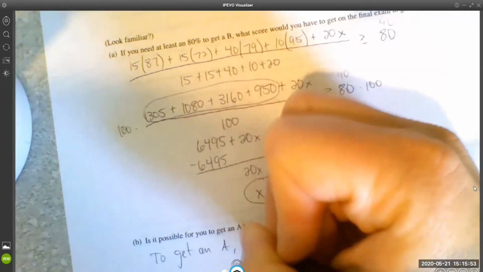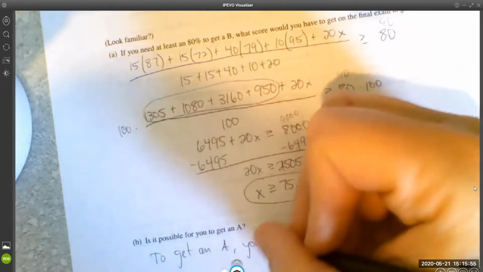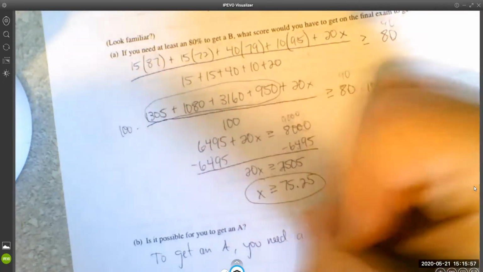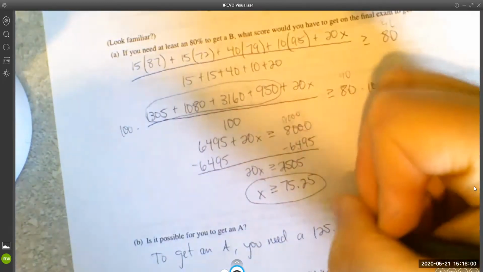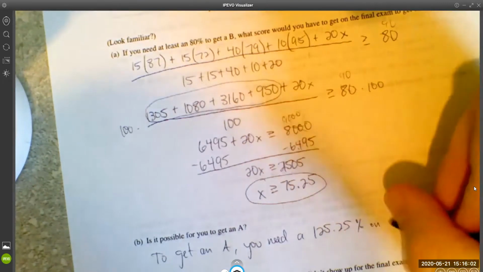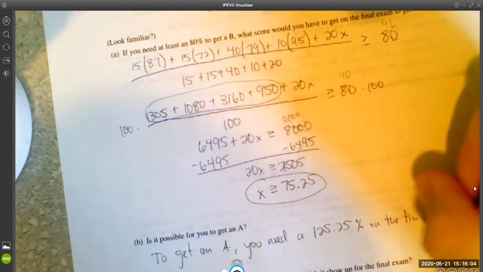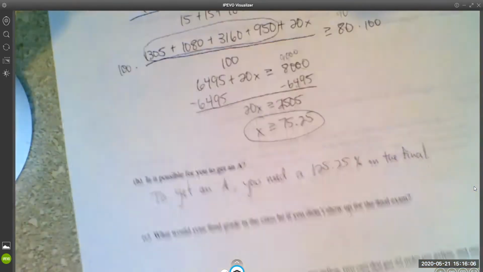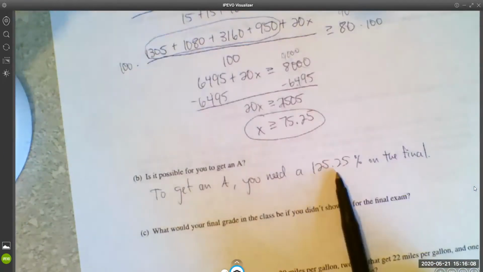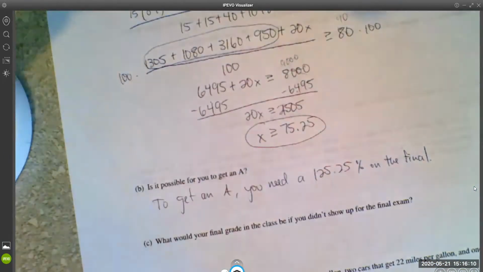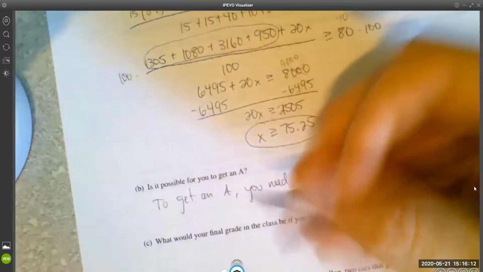So to get an A, you need a 125.25% on the final. So is it possible for you to get an A? No, right? It's not possible to score that much. The best you can do is 100%, right? So no, not possible.